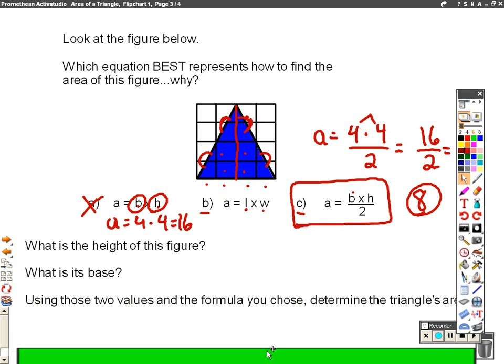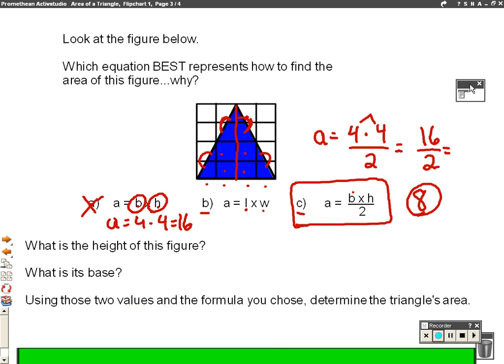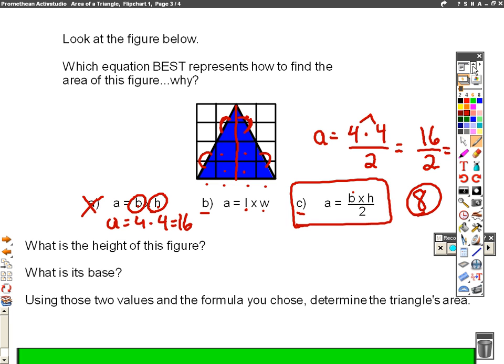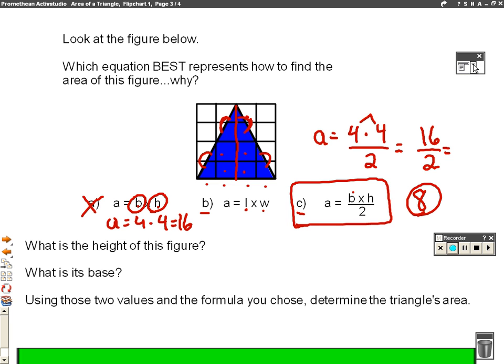And just to let you have another trick, make sure that you go through the questions. What's the height of this figure? What's the base? And then using those two values and the formula you chose, determine the triangle's area. Remember that it's a step-by-step process. Find the height, find the base, and then jump into the actual formula or equation to solve for it. Don't feel like you have to take it all on at once. And by the way, when in doubt, draw it out. It's okay to draw a picture.